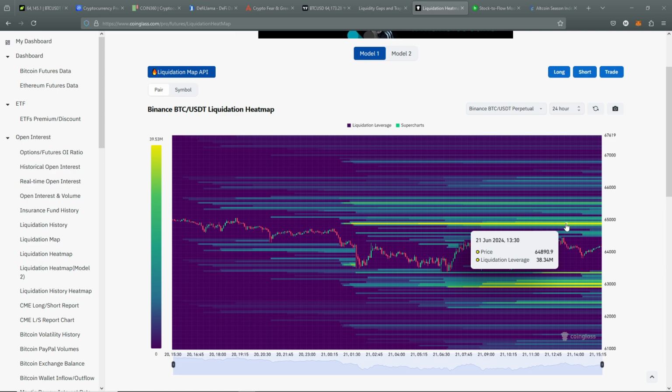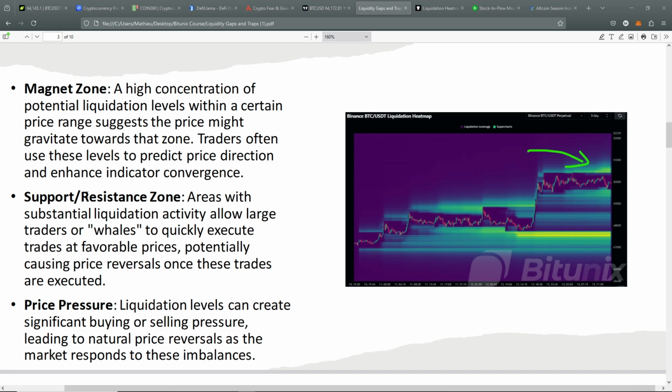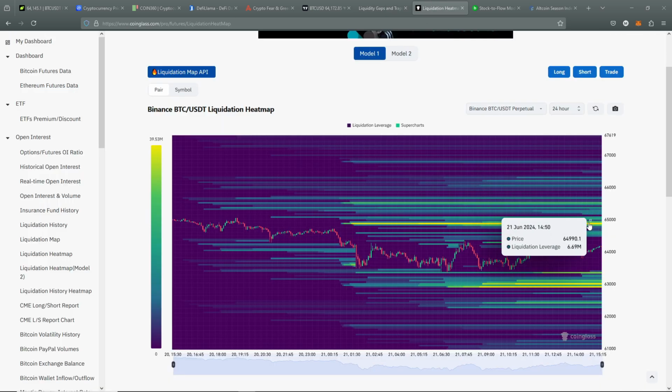A lot of people might see this and think, oh, well, this is a magnet zone. No, this is a very clear resistance zone, okay? So it's actually going to be quite hard right now for us to get above this level of 64,890. However, this is where you need to start learning how to read liquidity, okay?